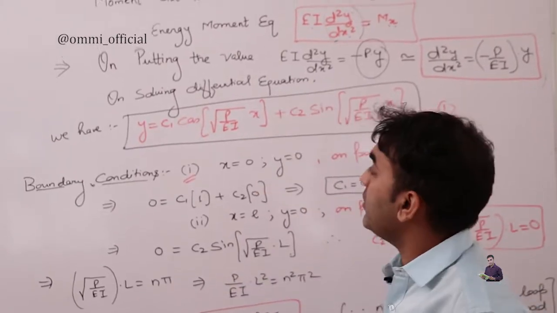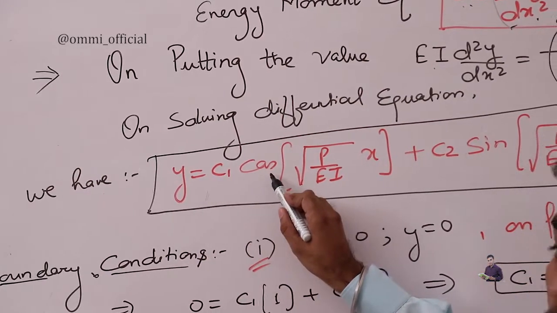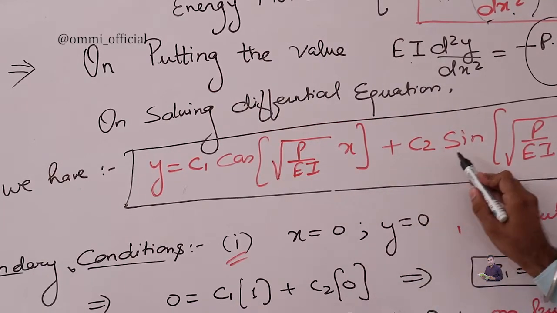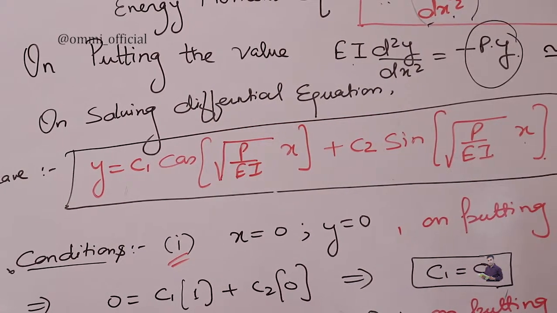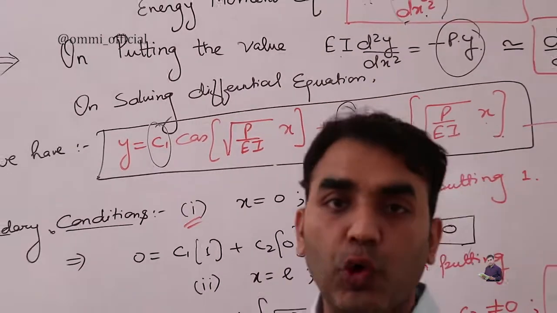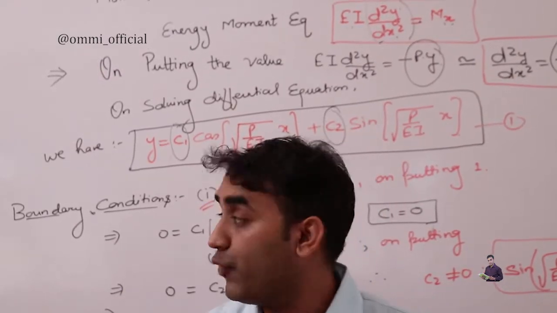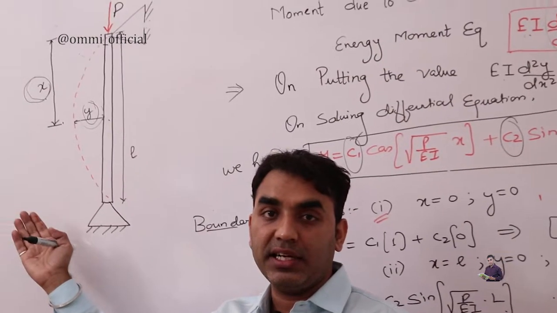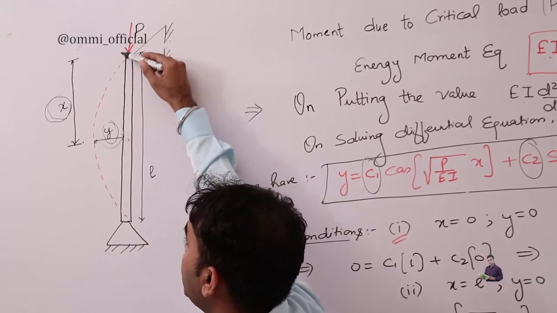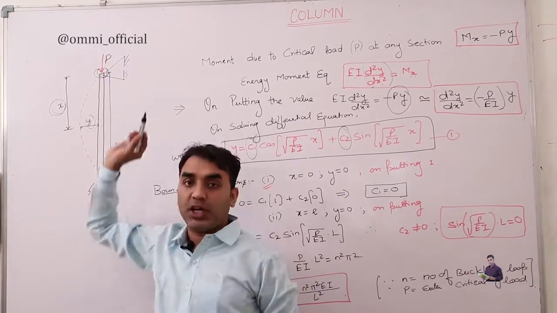On solving the differential equation, we get the solution y equal to C1 cos (under root of P upon EI into x) plus C2 sin (under root of P upon EI into x). Now we have two unknowns right now, C1 and C2. Without knowing them, we are not able to move further. So we go with the end conditions. If you look at this diagram, we have two end conditions. If the value of x is 0, then at that point y should always be equal to 0.